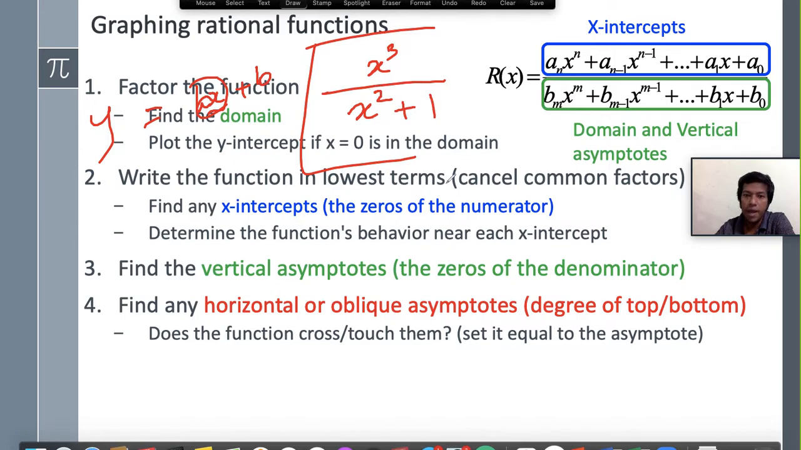And if the gap here is 1, that is one thing, but if the gap is more than 1, let's say this is x to the power 5 and this is x squared plus 1, a huge gap, that means there will be no oblique or horizontal asymptote here. So this way we can find out the oblique or horizontal asymptote, these four cases.